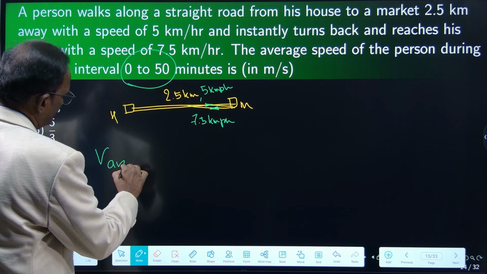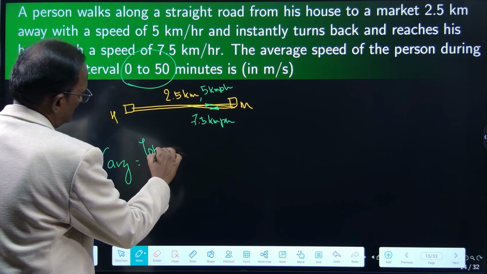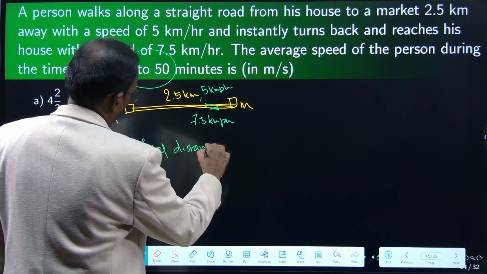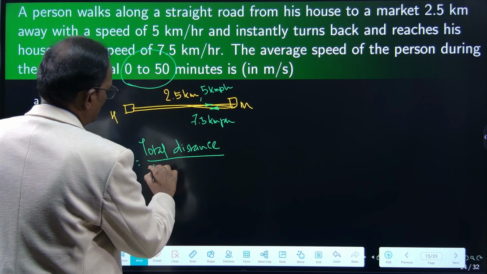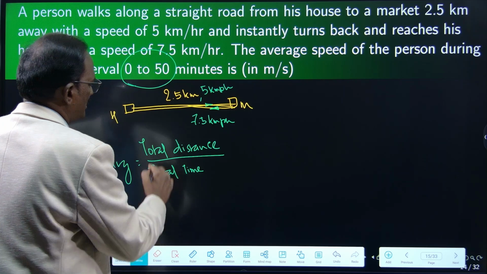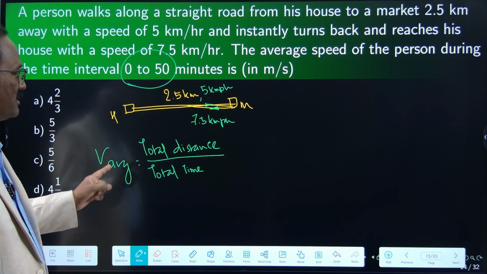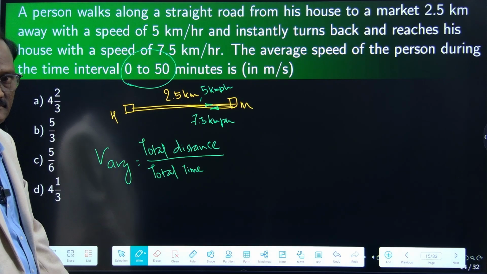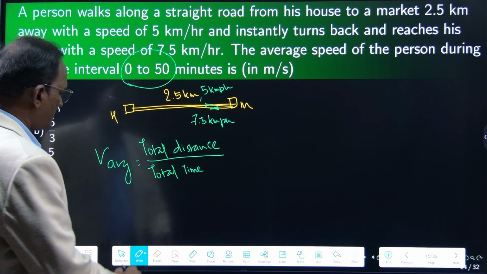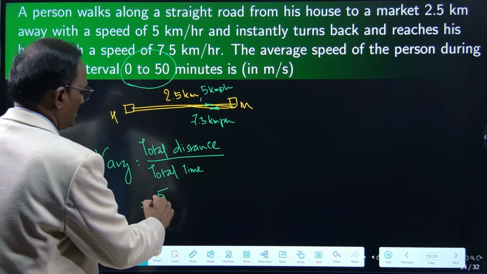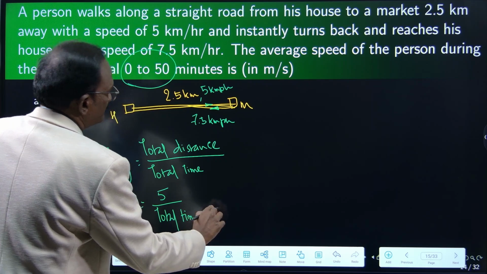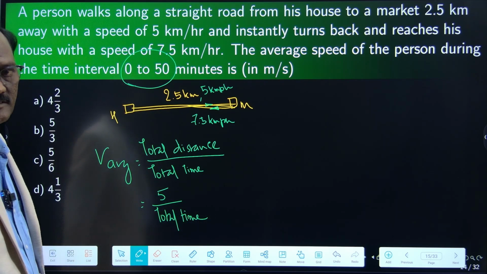Average speed is equal to total distance divided by total time, since speed is asked. Total distance is 2.5, speed only, not velocity. If it is velocity, 0 is the answer, because he is returning back to his house. So 2.5 plus 2.5 is 5. This value is 5. Total time we must calculate, then only we will reach the answer.